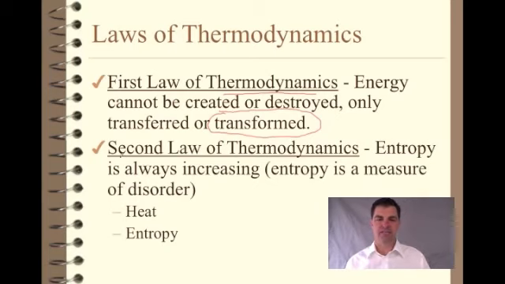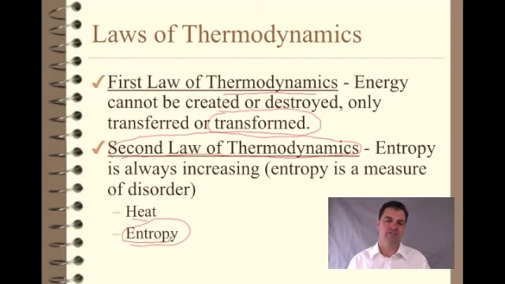The second law of thermodynamics is a little more difficult for people to grasp. The second law is basically that as energy is being converted or moved from one source to another, you're always losing some of the energy in the form of heat. We also call that entropy. Entropy is a measure of disorder. So as energy gets moved from one source to another, you're losing some of the energy in the form of heat, or the other way you can say it is the entropy of the universe or reactions is always increasing.